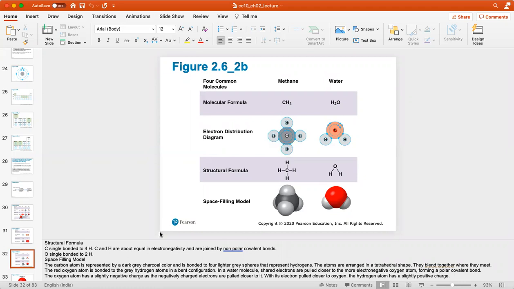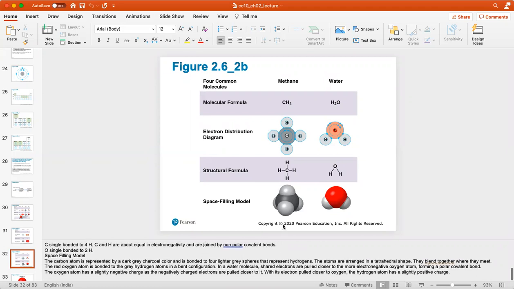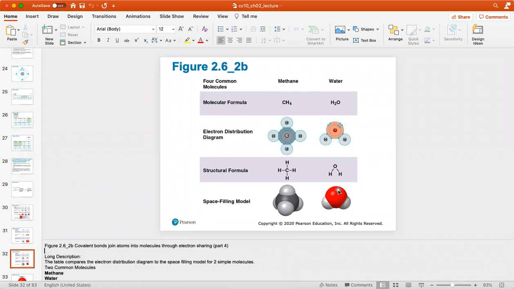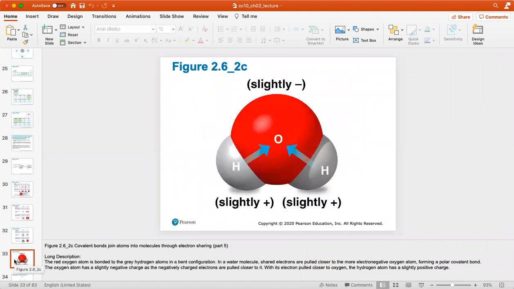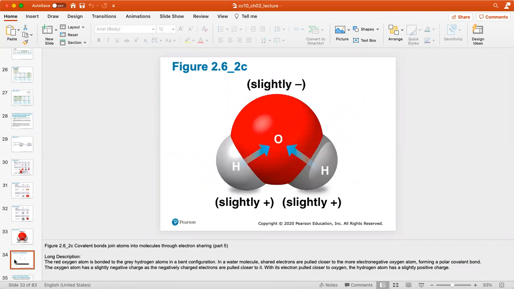And in water, H2O, the oxygen atom has a slightly negative charge, as the negatively charged electrons are pulled closer to it. And with its electrons pulled closer to oxygen, the hydrogen atoms will have a slightly positive charge. And it gives us this not linear, but kind of an unequal sharing of electrons. And that's what we call a polar molecule. All right. And then this is again showing the polar molecule of water, H2O.